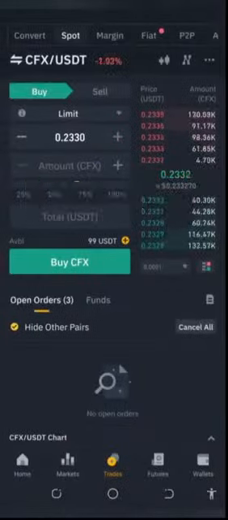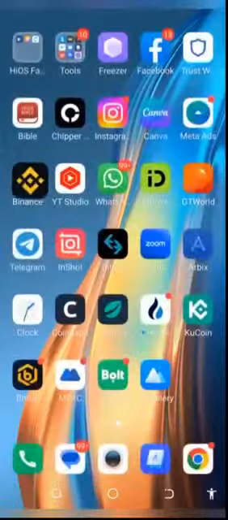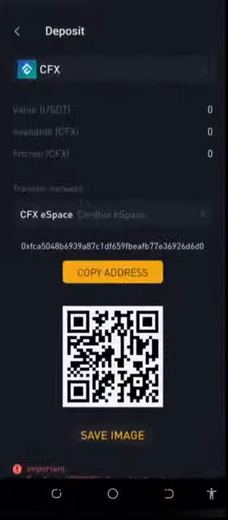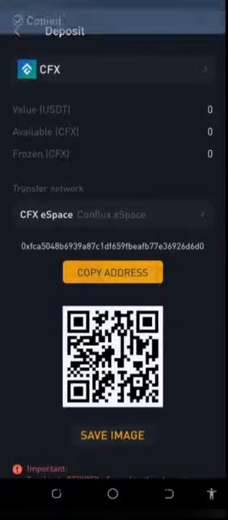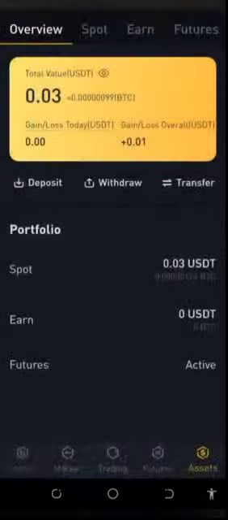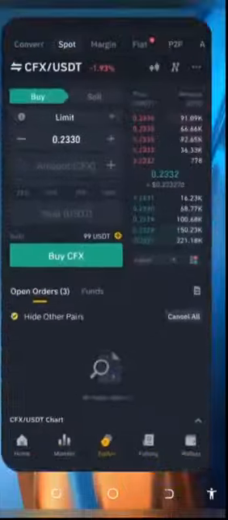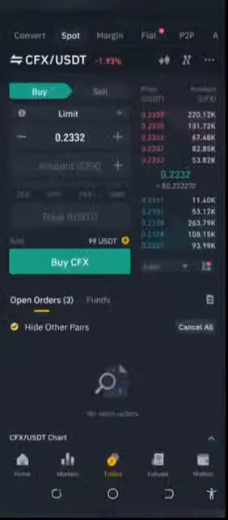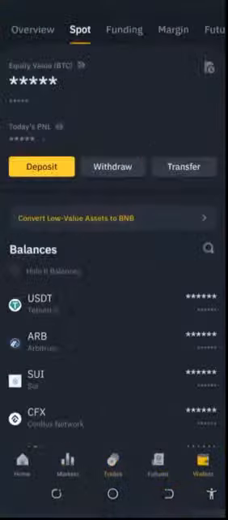Next, we have to go and get the withdrawal address. It's currently CFX e-space. So we're just testing this out. If this works, keep your fingers crossed. If this works, we're coming back to do this trade live. Okay, so let's copy it, and then we will go back and withdraw.